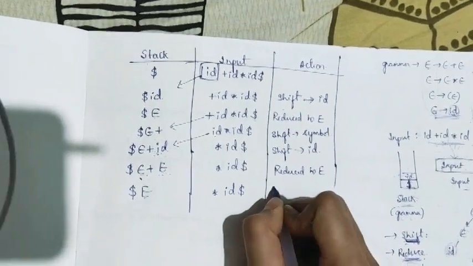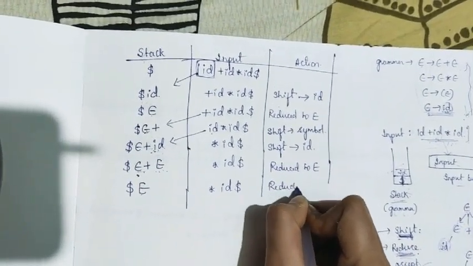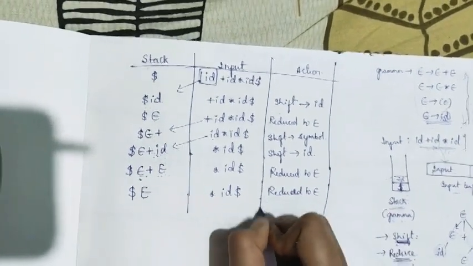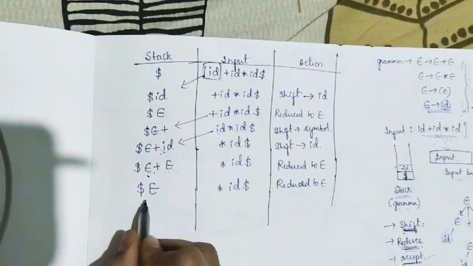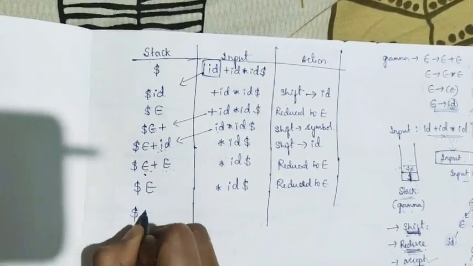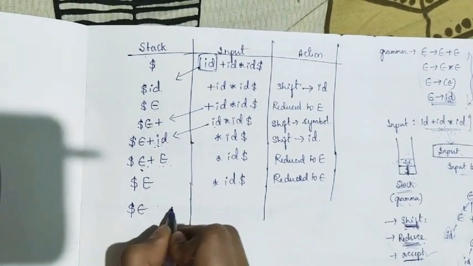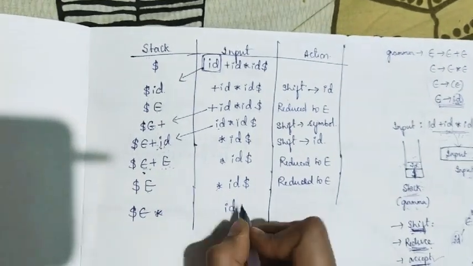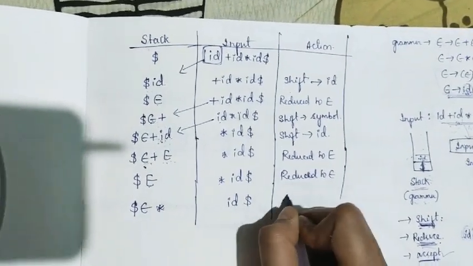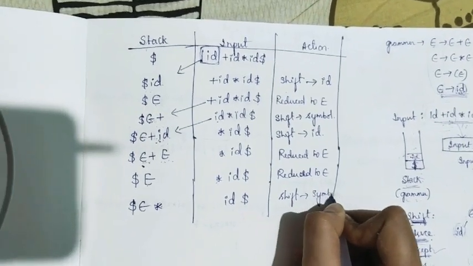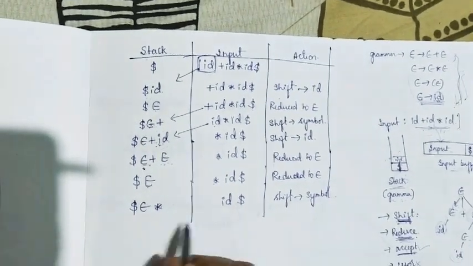And what have we done here? We have reduced to E. So this is what we have done. After this, again we start with the shift. We will shift the next token, so we will shift star. Here we are remaining with id dollar. What have we done here? We have shifted a symbol. A symbol has been shifted.